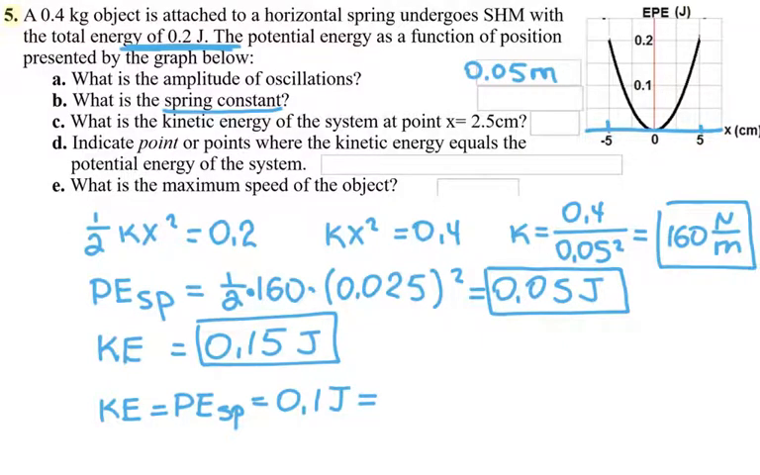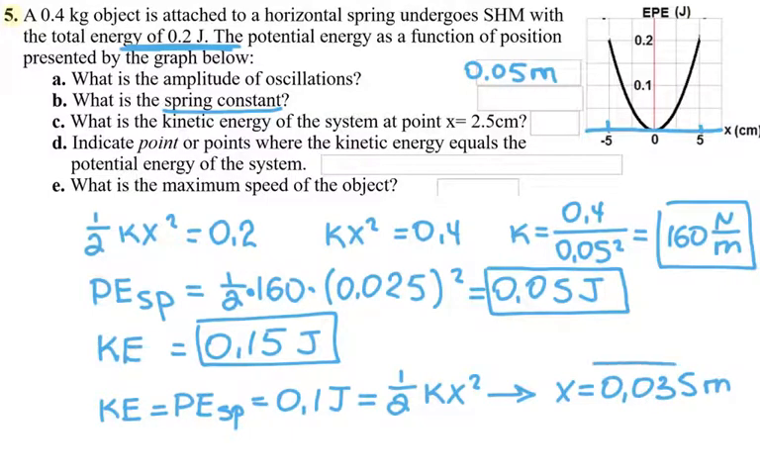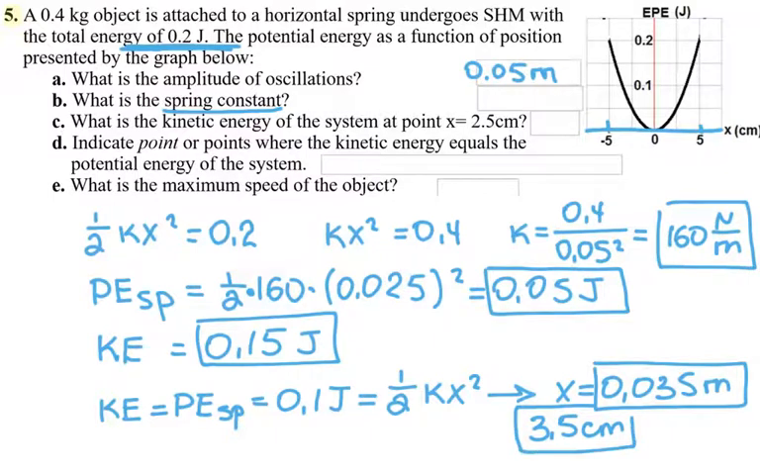So if I set this equal to 1/2 kx squared, I can find where x is. So if I plug in 160 for k and divide 0.1 by 160, and then I take the square root of that number, I will get that x is equal to 0.035 meters. In other words, at 3.5 centimeters, the kinetic energy is going to be equal to the potential energy.